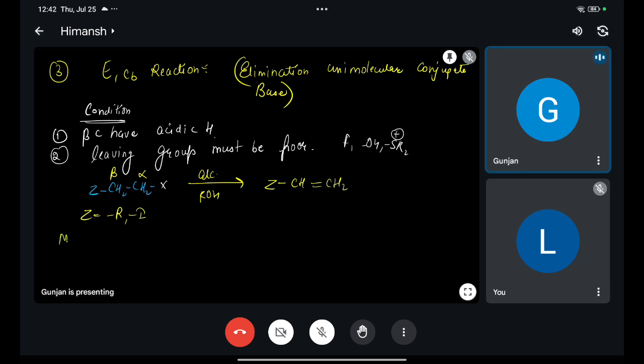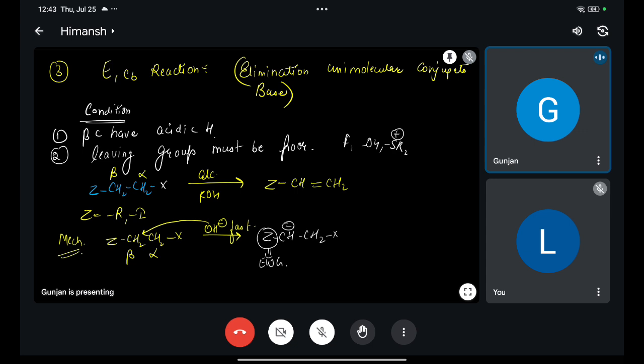X and H both are removed. The mechanism is like Z, CH2, CH2. This one is alpha and this one is beta. Now OH negative is a fast eliminator; the action is very fast. So instantly it removes the hydrogen from the beta carbon. So we are getting Z, CH with a negative charge, CH2 connected to X. Now what is Z? Z is an electron withdrawing group.